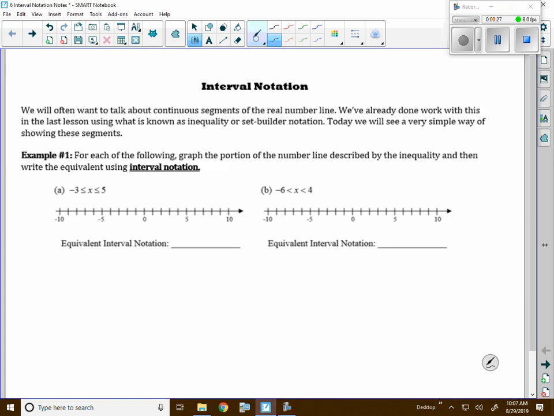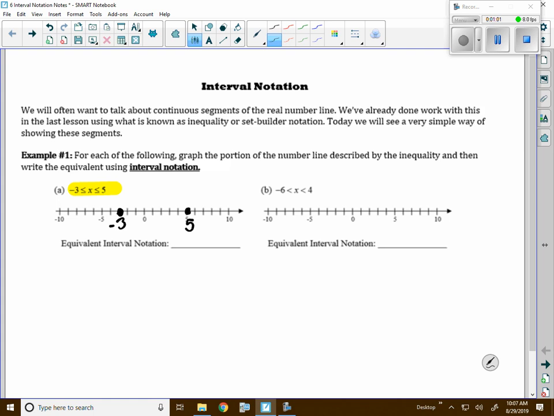So if we look right here at this inequality, -3 is less than or equal to x, which is less than or equal to 5, there's another way that we can write that called interval notation. Before we do that, we're just going to go ahead and graph it on a number line like we normally would. And we're going to have a closed circle at -3, as well as a closed circle at 5. Both of those have an equal to on their symbols, so they will both be closed circles.